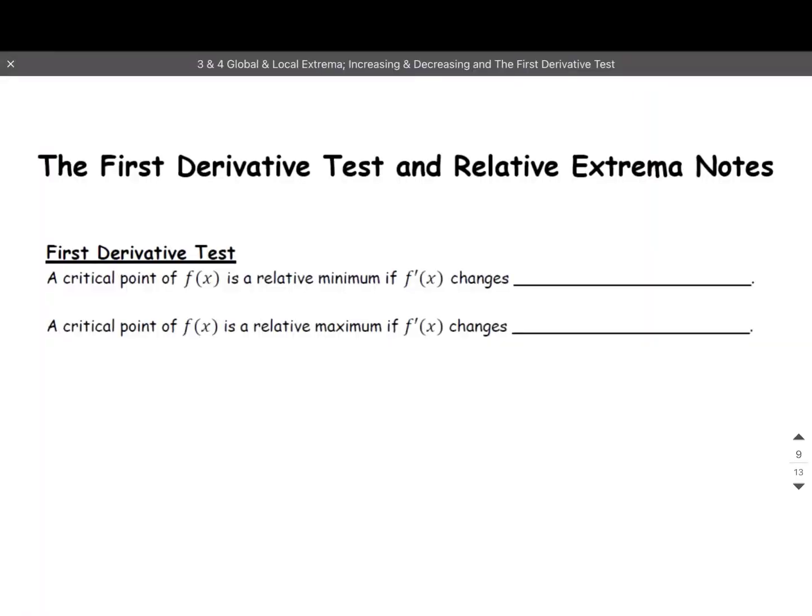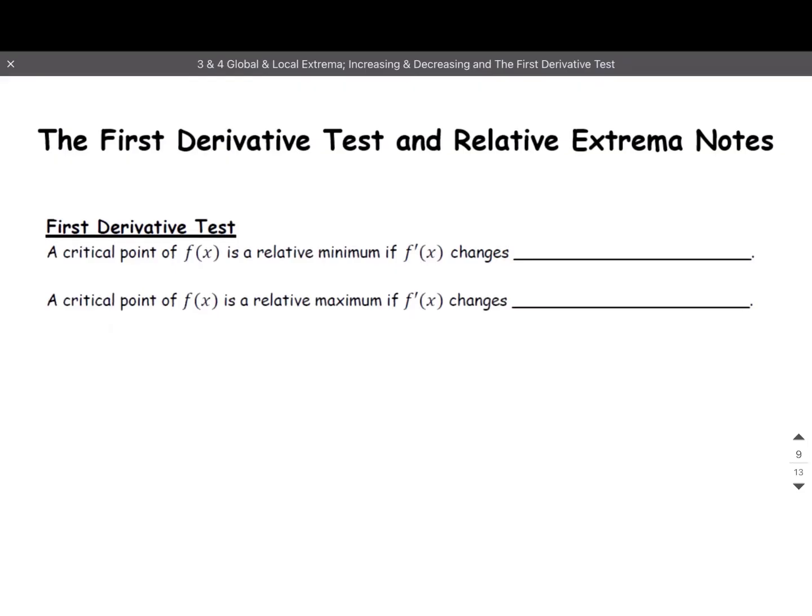We're going to look at the first derivative test and relative extrema. For the first derivative test, a critical point of f of x is a relative minimum only if f prime of x changes from negative to positive, because if the derivative is negative, the function's decreasing, and then when the derivative is positive, the function's increasing, which means that turning point, which is our critical point, is a minimum. Okay? Now, a critical point is a relative maximum if f prime of x changes from positive to negative.